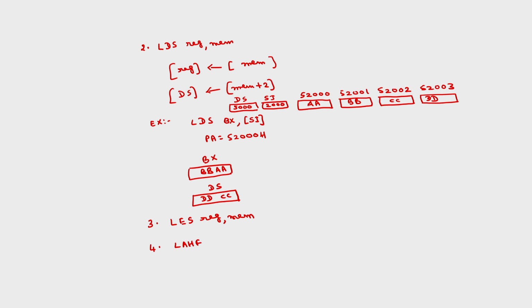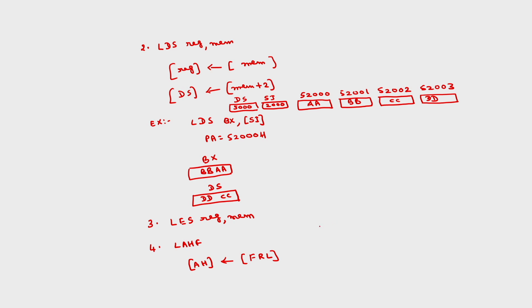load AH register with the contents of the flag register, but the flag is a 16-bit register, AH is 8-bit. So, what happens is AH, which is the higher order 8 bits of the AX register, will be loaded with the lower order flag register.